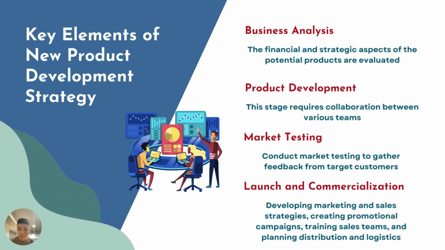The sixth element is market testing. Before launching the product on a large scale, it's crucial to conduct market testing to gather feedback from target customers. And finally, the last element is the marketing and sales strategy: creating promotional campaigns, training the sales team, and planning distribution and logistics. A successful launch and commercialization ensure the product reaches the intended customers effectively, generating interest and driving sales. The next part of our group presentation will be presented by my team member.